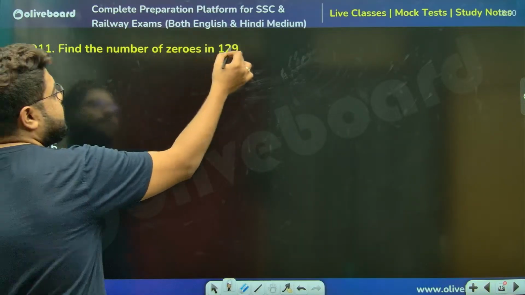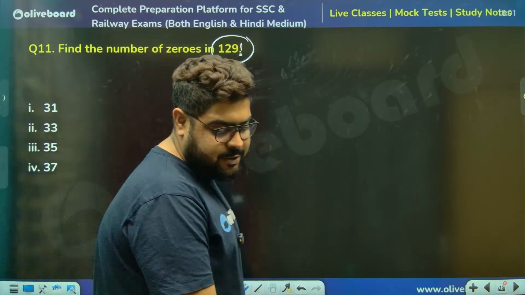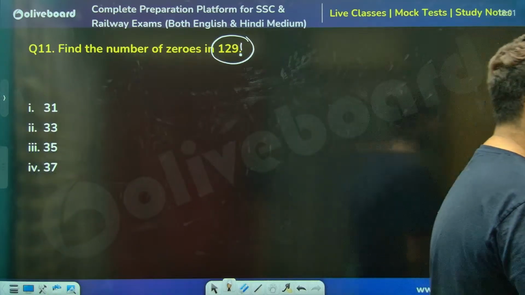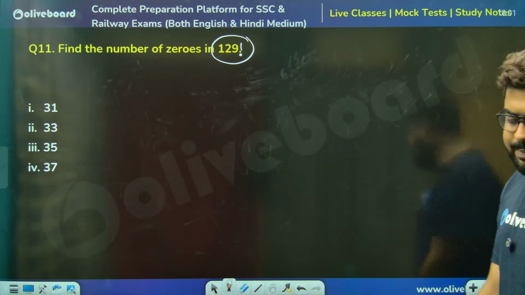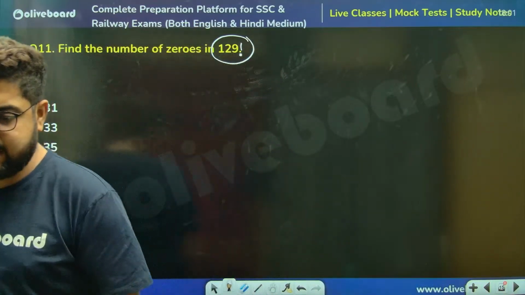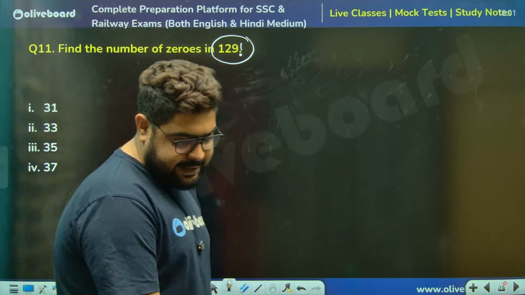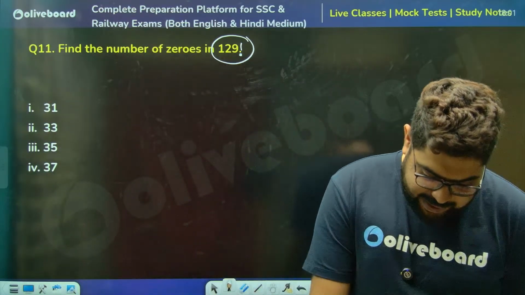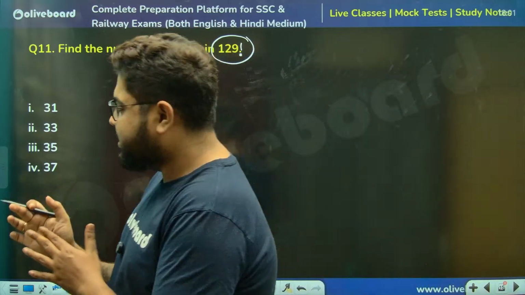Yes. 129 factorial. It is a number of zeros question, sir. How to do this, sir? Very, very simple question. CHSL most probably, from a couple of years back. After COVID question, this one. CHSL only. No piracy. Very good. Chalo, sir.